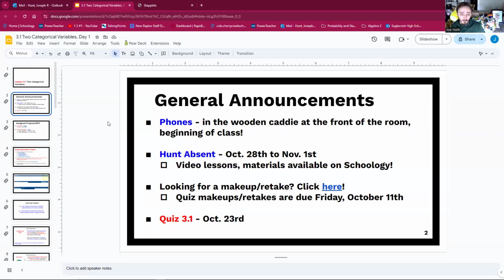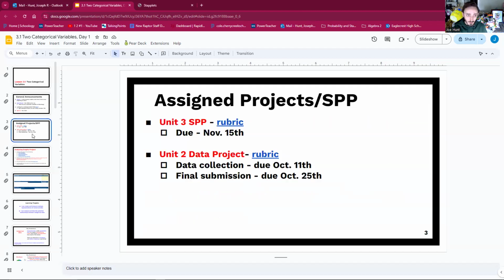The other thing to watch out for is that our next quiz for 3.1 is going to be scheduled for Wednesday, October the 23rd, just to check in and see how it's going with these initial basics as we start to build our way up to more of a quantitative side of the equation. In addition, we have for Unit 3 a data project and a student practice portfolio. The Unit 3 SPP we're going to try and aim to have done by about November the 15th. And we're going to shoot for the same thing for the Unit 3 data project, but we'll see how it goes.